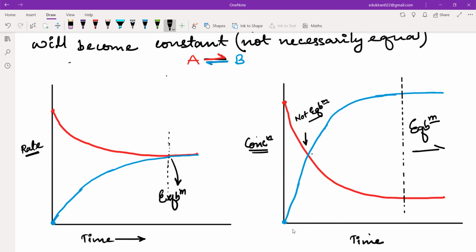After this point we have equilibrium, because the concentrations have become constant. The concentration will become constant, the rates will become equal. The number of people in the pool will be constant, right? It will be constant. So 5 people in the pool, 7 people outside the pool. The number of people are not equal, but the rate of in and the rate of out will be equal.